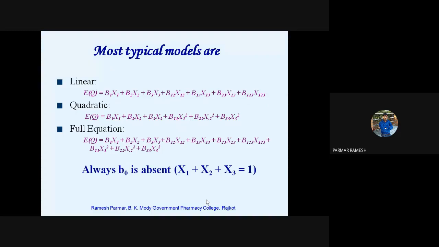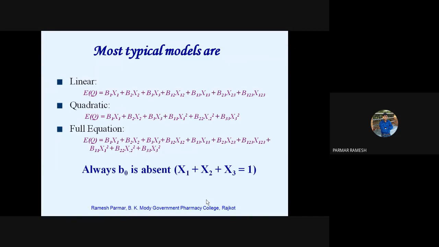Now, another thing you need to mark over here is that the equation starts with b1 x1. In conventional designs, we were using equations starting from b0. The equations were y equal to b0 plus b1 x1 plus b2 x2 plus b12 x1 x2. Over here, the equation starts from b1 x1. So we are not calculating b0 over here because our factors range from 0 to 1 and the total will always be equal to 1. So we are not calculating the b0 constant over here.